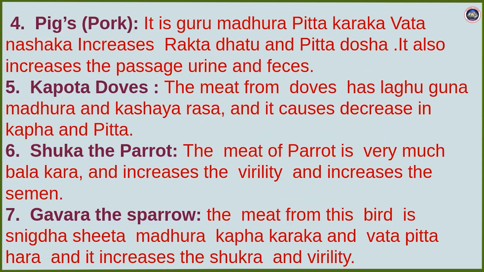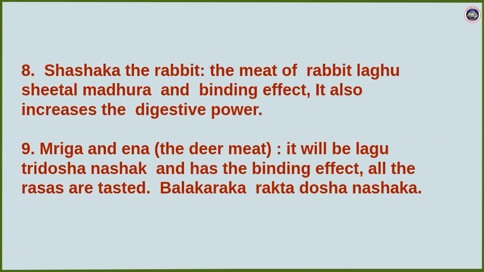Others include pig, kapota, parrot meat, and sparrow meat. All those things are also there. And the rabbit meat. Rabbit meat is considered very laghu, that means very easy to digest, and it also has a cooling effect and increases digestive power. And then the meat of deer. That is also a very good thing, and all the rasas are tasted in it. It increases the bala.